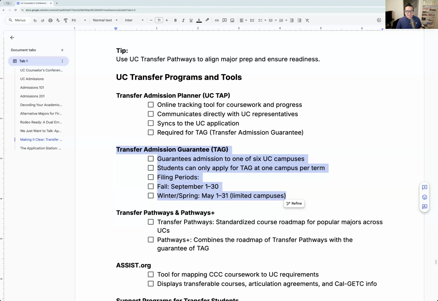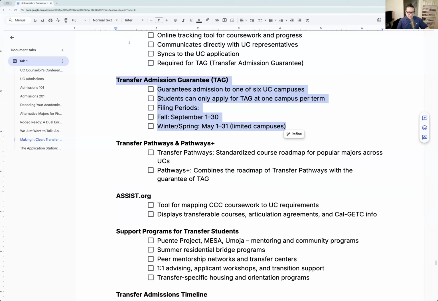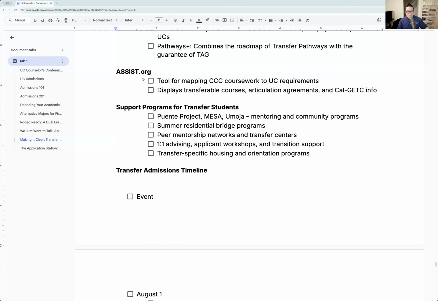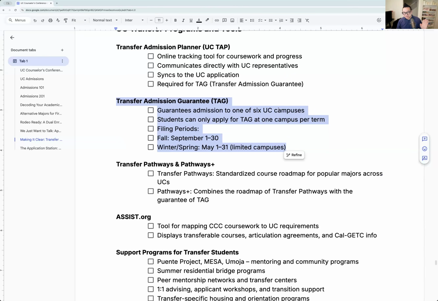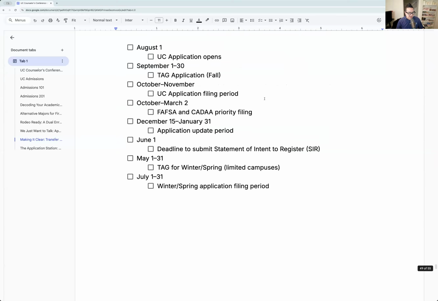TAP is a tracking tool to help you increase your chances of it, but it is not a guarantee, that's key as well. There are some other tools as well, but the big call out is the TAG program for those who are considering the transfer pathway itself.